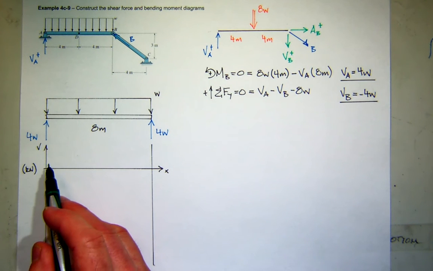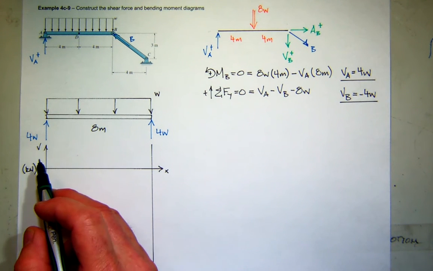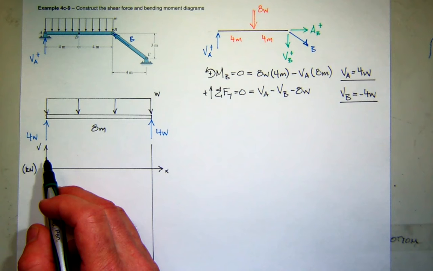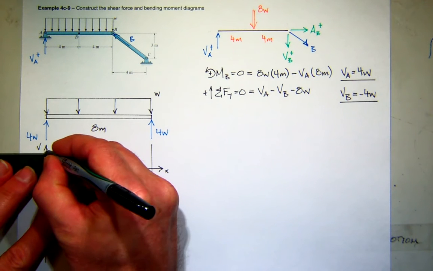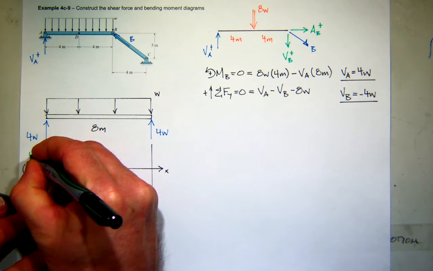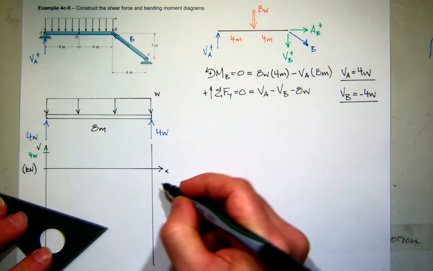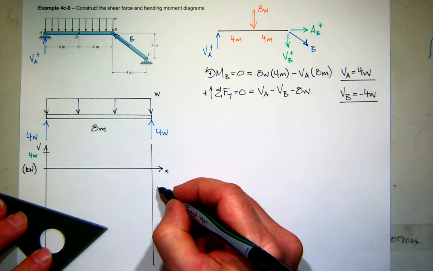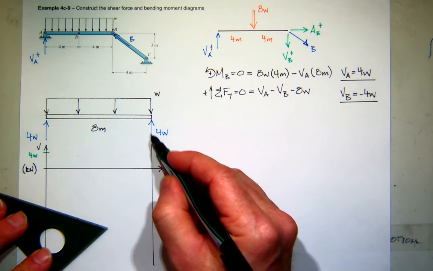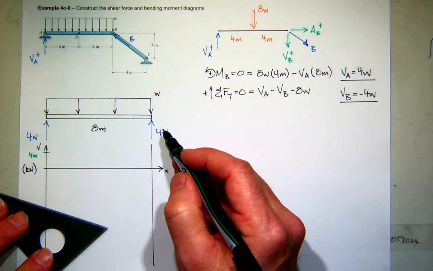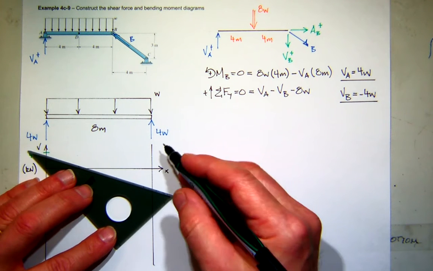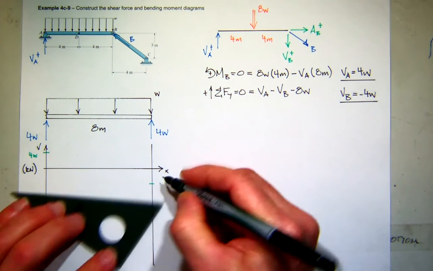I'm going to start from my left side and go right. What's the shear at the beginning? 4W. So I'll write 4W. What's the shear on the right side? What kind of shear is that? Positive or negative? That's negative, right? So that's negative 4W.